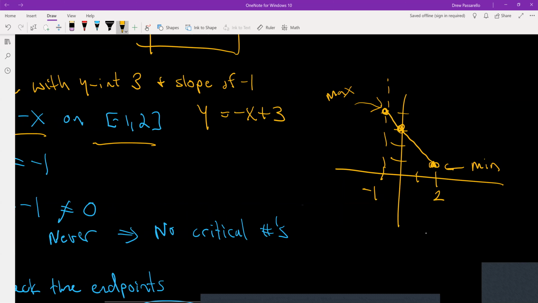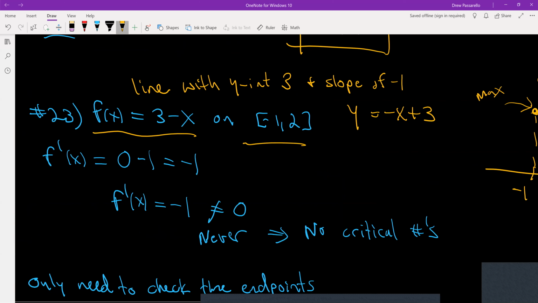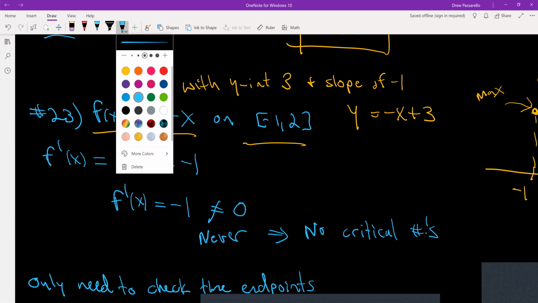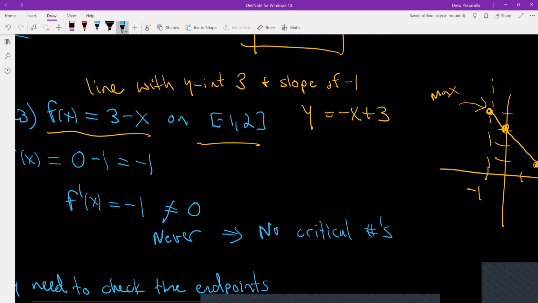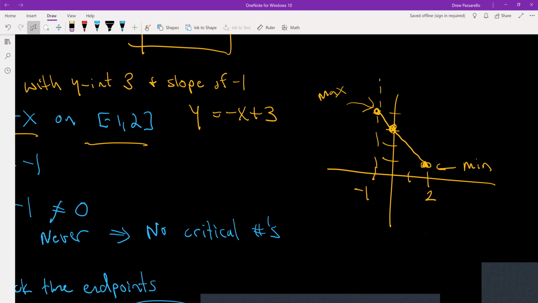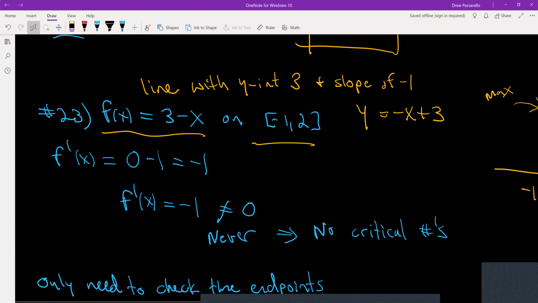All right, that's just an aside. We're looking for the calculus to support that, which is when we found the derivative and there's no critical numbers because it's a line, so there's no points in between that are min or maxes. Okay, so that's that one. Next one's number 29.